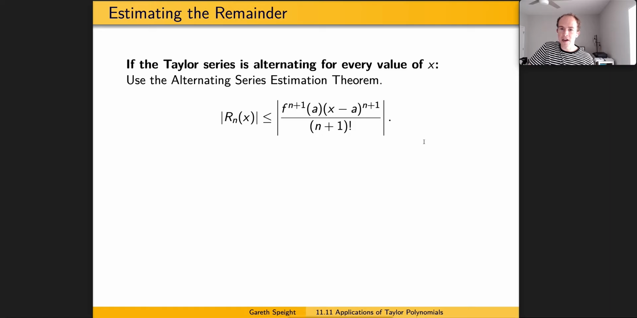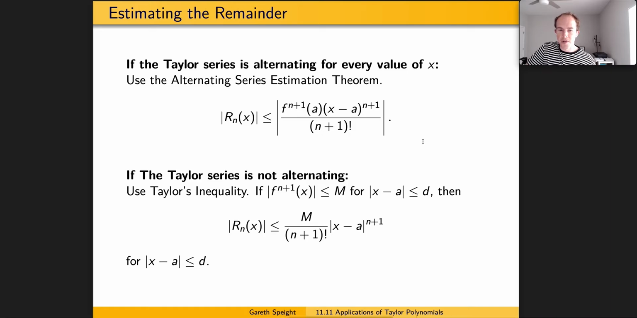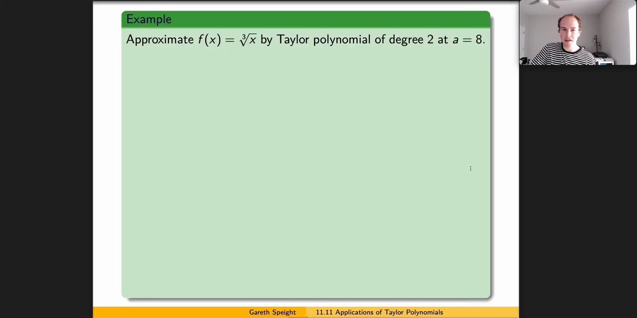And if it's not alternating, then we have to use a more reliable method, but it's a little bit harder to apply. We can use Taylor's inequality. If the (n plus 1)th derivative is bounded by some constant M on an interval, where M is some bound we have to come up with, then we get an estimate for the remainder on the same interval. It's M over n plus 1 factorial times the absolute value of x minus a to the n plus 1. So let's see some examples in both cases.